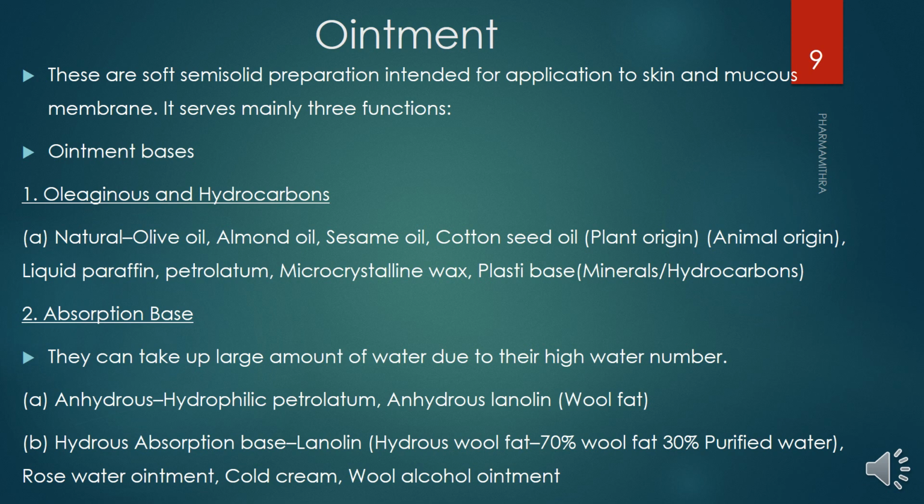Absorption base, as the name suggests, takes up a large amount of water due to the high water number. And absorption bases are of anhydrous and hydrous types. Examples for the anhydrous include anhydrous lanolin, otherwise known as wool fat, and hydrophilic petrolatum. Whereas the hydrous absorption base is lanolin. Lanolin means hydrous wool fat, which is the combination of 70% wool fat plus 30% purified water. Cold cream, wool alcohol ointment, etc. will contain the absorption base.